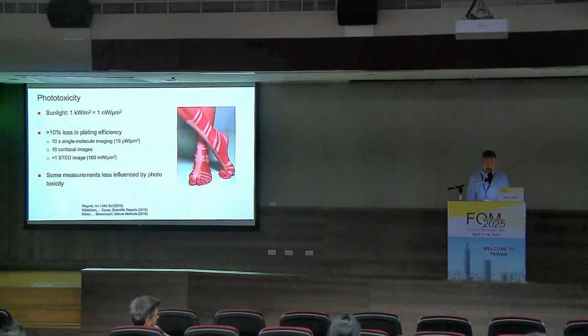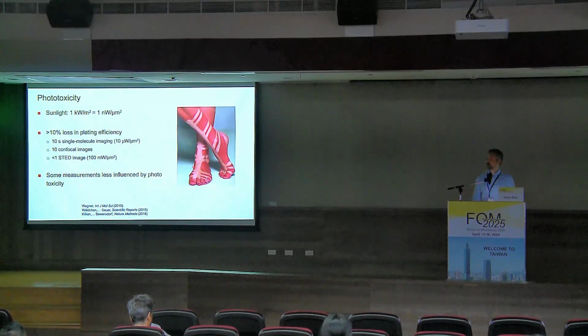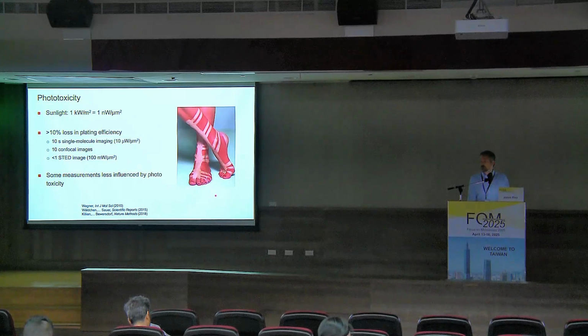So cells developed to withstand something like sunlight, which is about a kilowatt per square meter, or in microscopic units, a nanowatt per square micrometer. And as some of you might have experienced, sometimes you even experience phototoxicity in sunlight. So the intensities that we use in single molecule imaging or in fluorescence microscopy in general are typically orders of magnitude higher. And this has been studied.